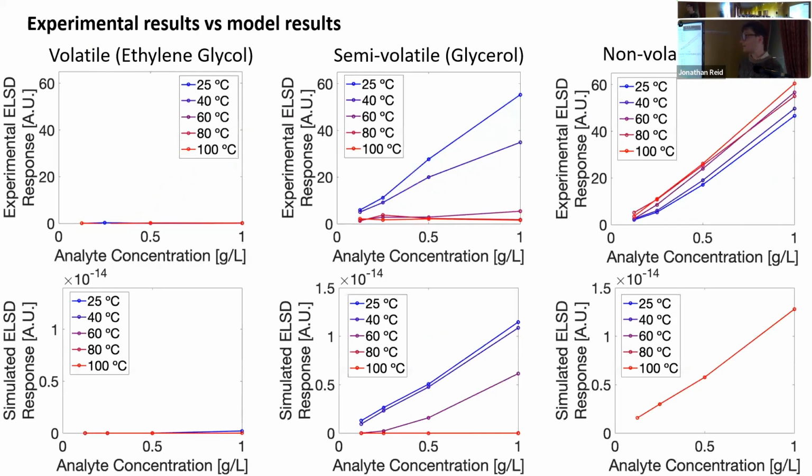Comparing this with experiment and my simulations, experiments are at the top, simulations at the bottom, and I get a qualitative agreement that's fair. When I expect volatile stuff, it disappears. Semi-volatile stuff, it does tend to disappear as I increase the temperature fairly well. And with non-volatile stuff, I get plots that basically line up on top of each other, which is again what I would expect.